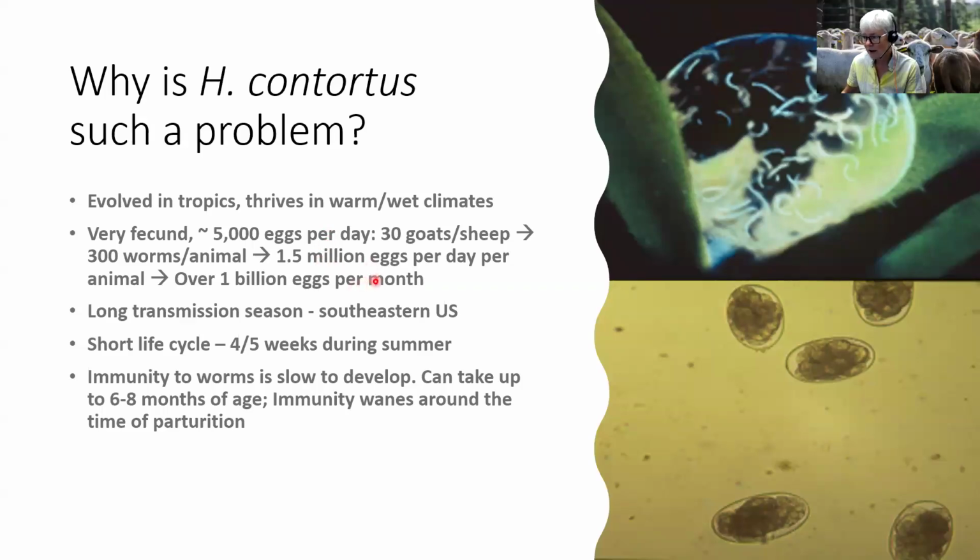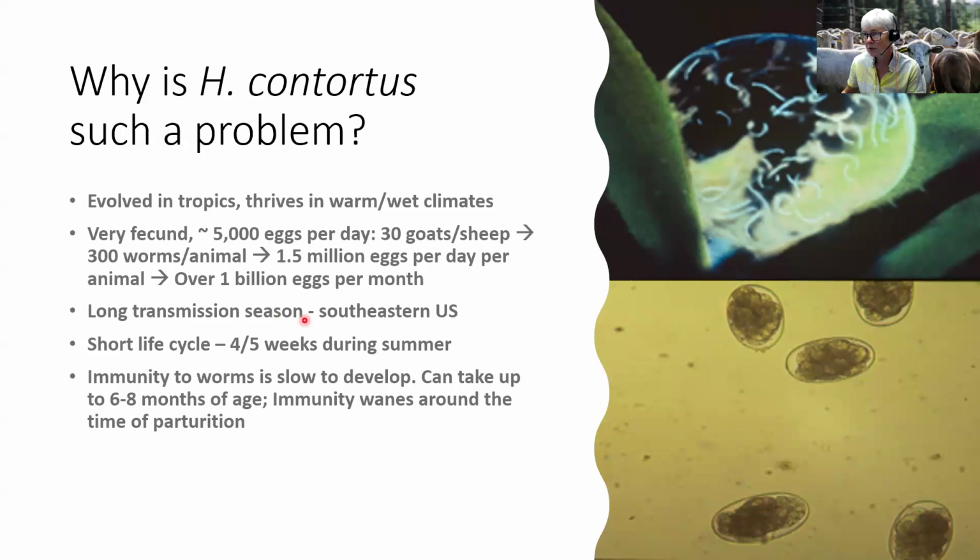Now, they're not all going to survive, but even half of those that survive are obviously going to cause a huge issue. And that's why you can suddenly come up with worm problems within a flock, especially if they're really susceptible or stressed. So barber pole worm has a long transmission season. We in Arkansas can essentially find some year round.